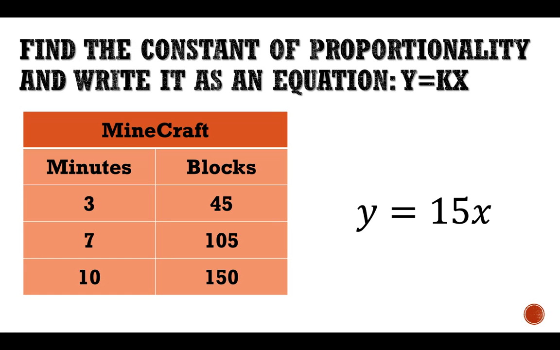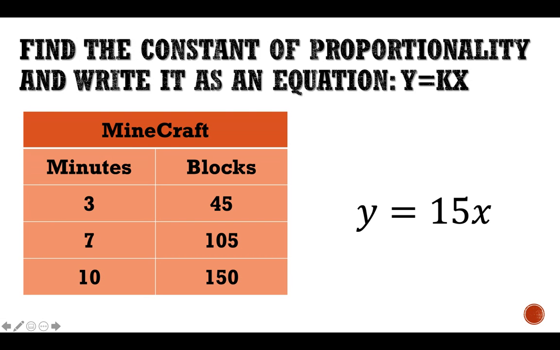Well, yeah, you get 15. 45 over 3 gives me 15. 105 over 7 gives me 15. 150 over 10 gives me 15. So my constant of proportionality in this case is 15, and I can write my equation as y equals 15x. So these blocks, this column, is my y. This column of minutes is my x.